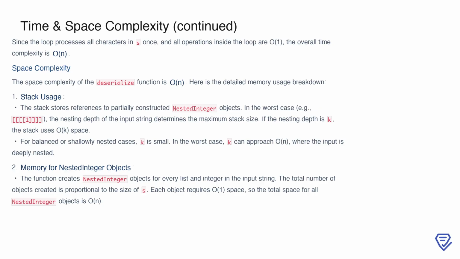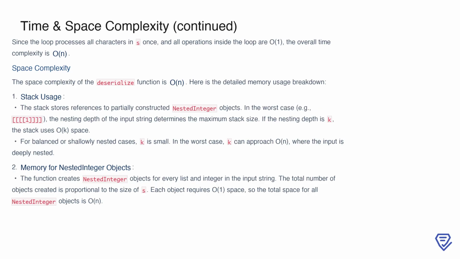Now, turning to space complexity, the deserialize function requires O(n) space. One of the main contributors to this is the stack, which stores references to partially constructed nested integer objects during parsing. The size of the stack depends on the nesting depth of the input. For example, in the worst-case scenario, such as deeply nested structures like [[[[1]]]], the nesting depth k can approach n, leading to O(n) space usage for the stack.